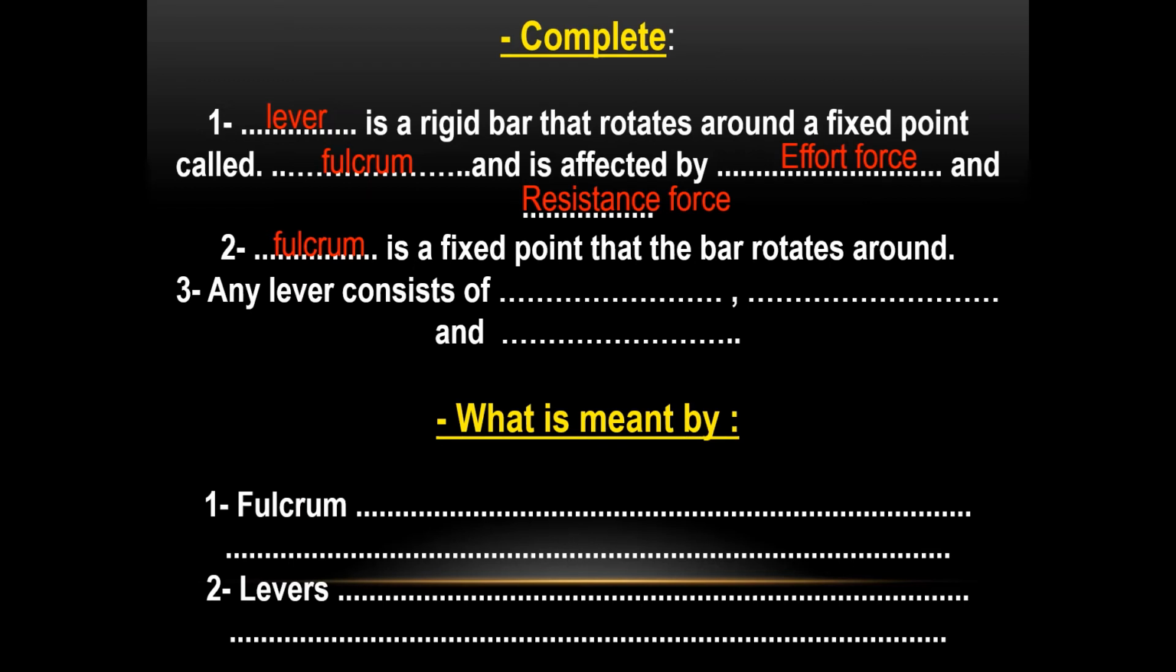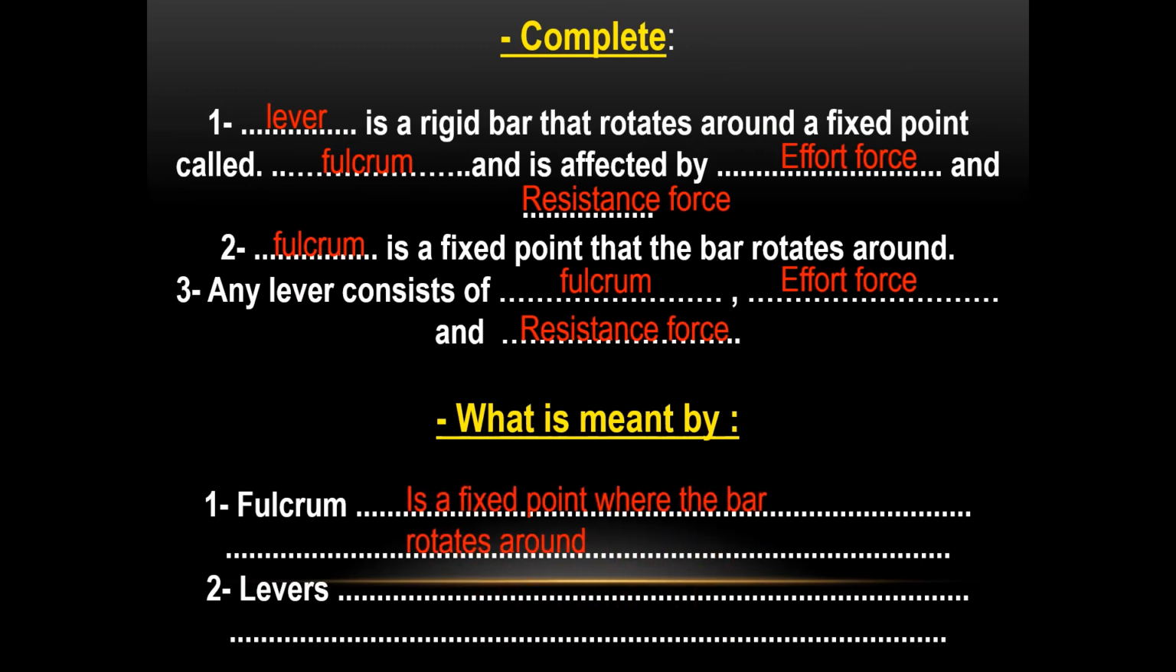Number 3, any lever consists of blank, blank, and blank. The answer: any lever consists of fulcrum, effort force, and resistance force. Question number 2, what's meant by number 1, fulcrum? The answer: fulcrum is a fixed point where the bar rotates around.